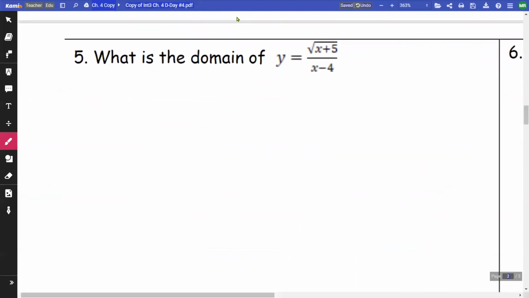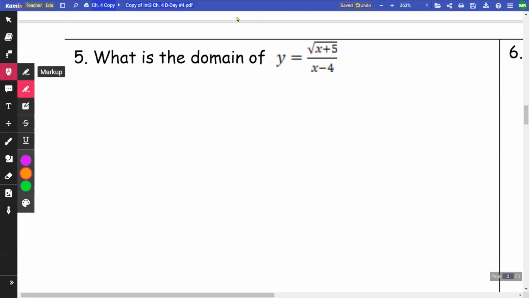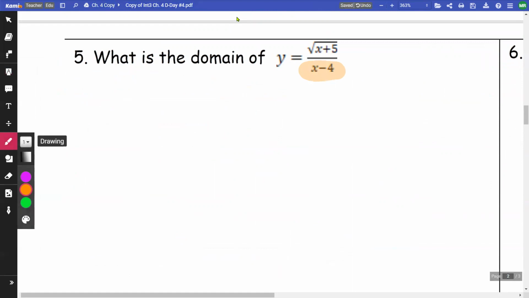Okay, what is the domain? So we have 2 places we have to look. Number 1, we cannot have a 0 in the denominator. So what would make that 0? 4. So x cannot be 4. So at this point, it could be anything but 4.